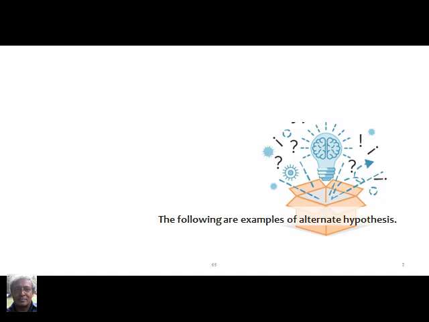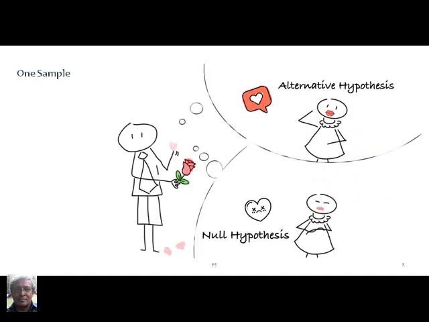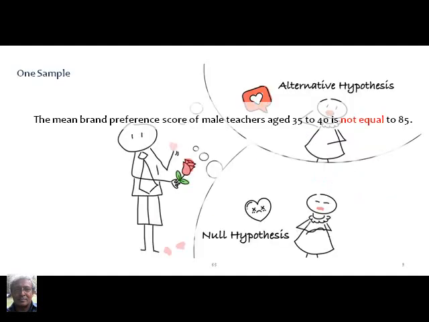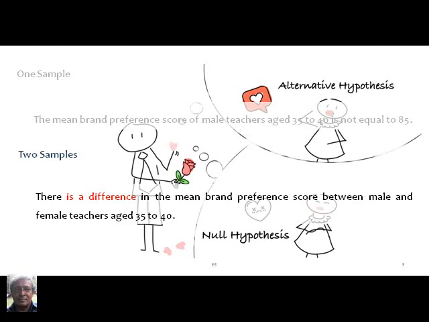The following are examples of alternate hypothesis. One sample: the mean brand preference score of male teachers aged 35 to 40 is not equal to 85. Two samples: there is a difference in the mean brand preference score between male and female teachers aged 35 to 40.